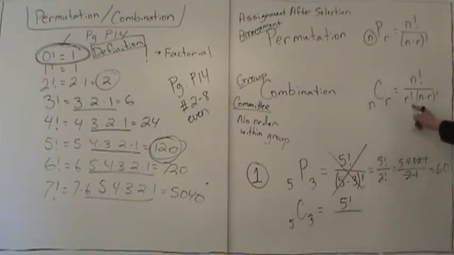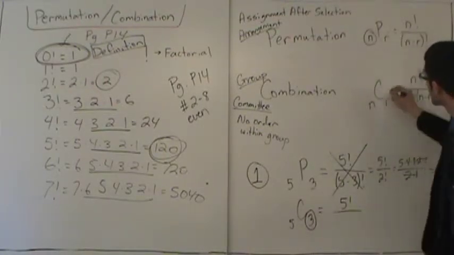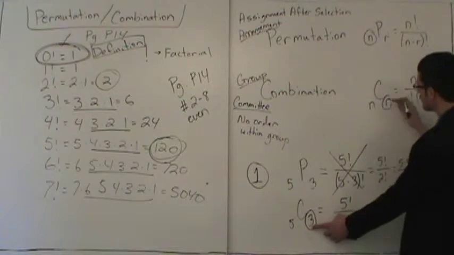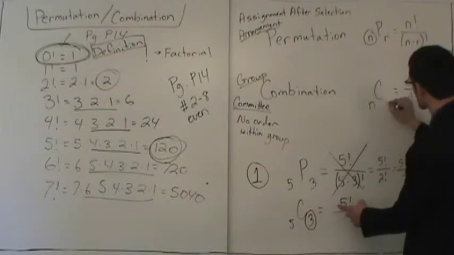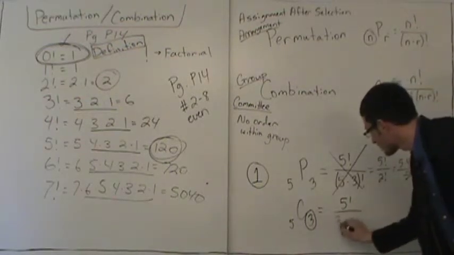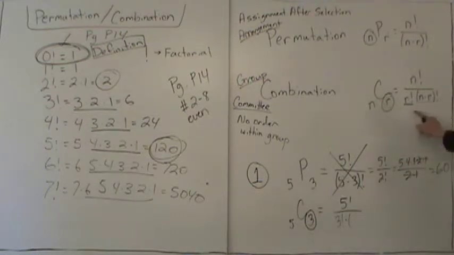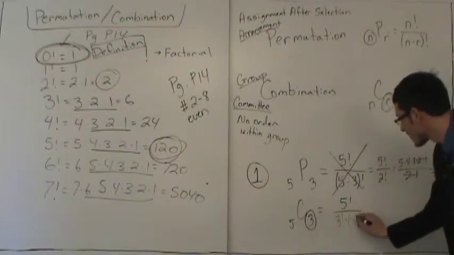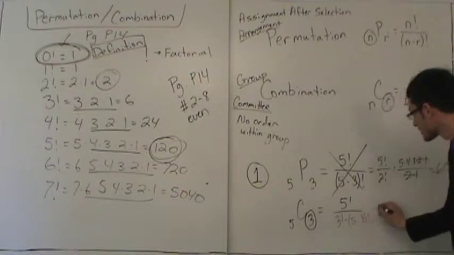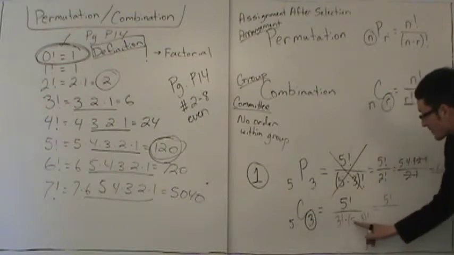And notice, we have an additional value in the denominator of the combination formula that is not in the permutation formula. We have an r factorial. What is our r value? R value is 3. Notice we put an r factorial, so we're going to put a 3 factorial. And we have multiplied by quantity n minus r. So we take the n and the r, 5 and 3, and subtract. 5 minus 3 factorial. So we end up with 5 factorial over 3 factorial times 5 minus 3.